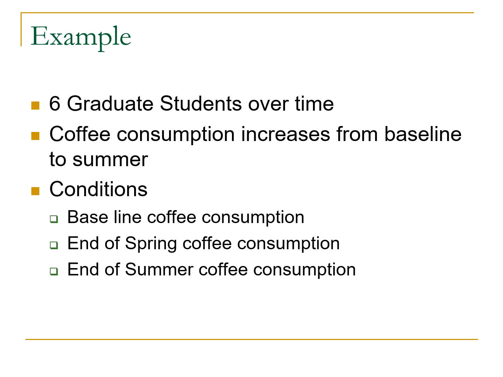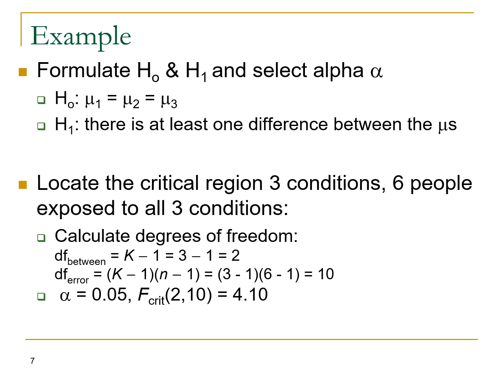So let's run through an example. We have 6 graduate students over time, and we're looking at coffee consumption increasing from baseline to summer. So our conditions are baseline coffee consumption before they enter the program, end of spring semester coffee consumption, and end of summer coffee consumption. So our hypothesis here is we're actually following the same 6 students over a period of time, looking to see if there is a change over that time.